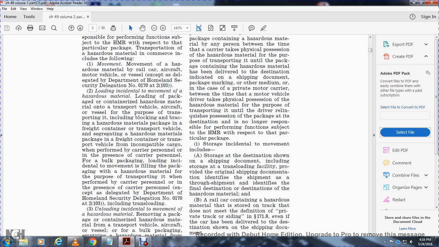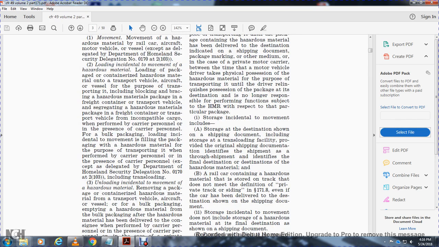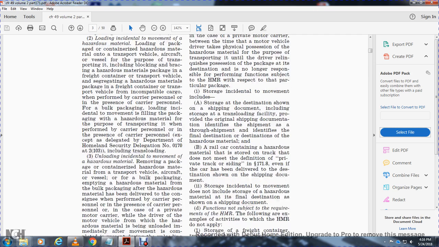Storage incidental to movement includes storage at the destination shown on the shipping document, including a transportation loading facility, provided with the original shipment document identifying the shipment as a through shipment with the final destination and designation of the hazardous material. A rail car containing hazardous material stored on a track does not meet the definition of private track or siding in 171.8, even if the car has been delivered to the destination shown on the shipping document.